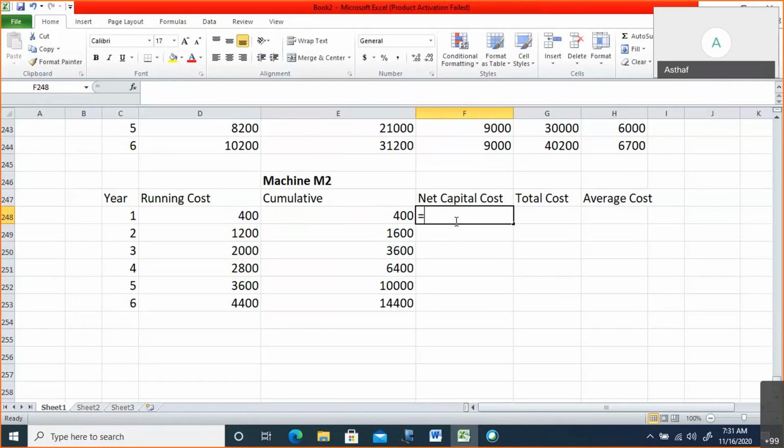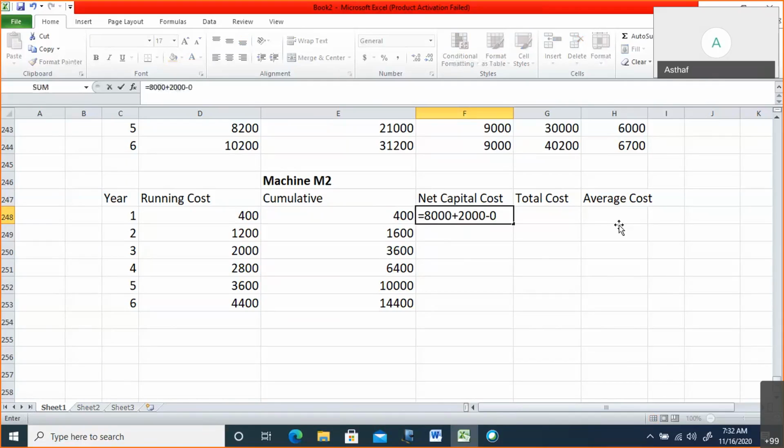See here, 8,000 plus 2,000 is the installation cost, no salvage value. There is no salvage value, so there it will come 0. So you will have 10,000, plus cumulative, you take the cost, you have divided.